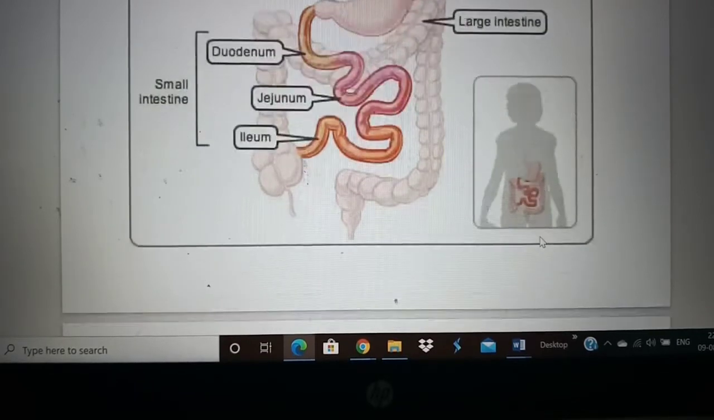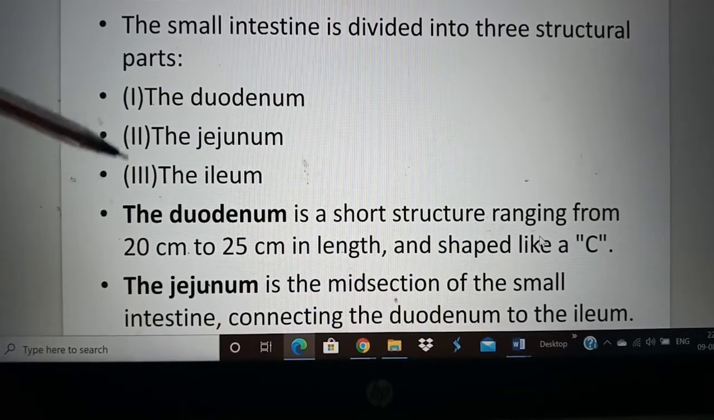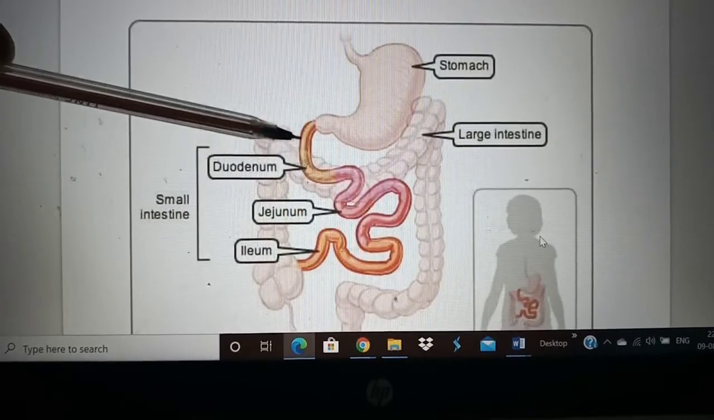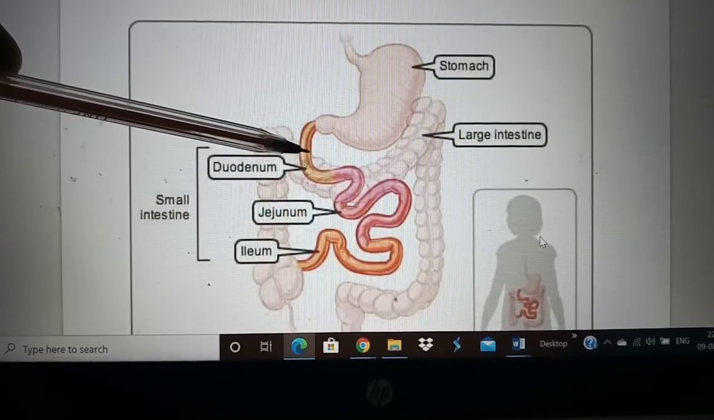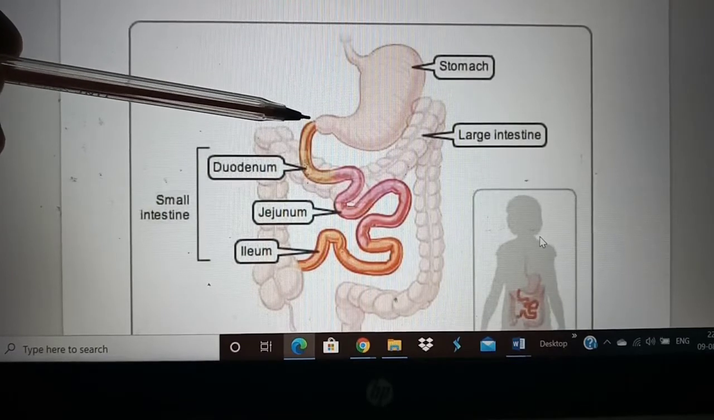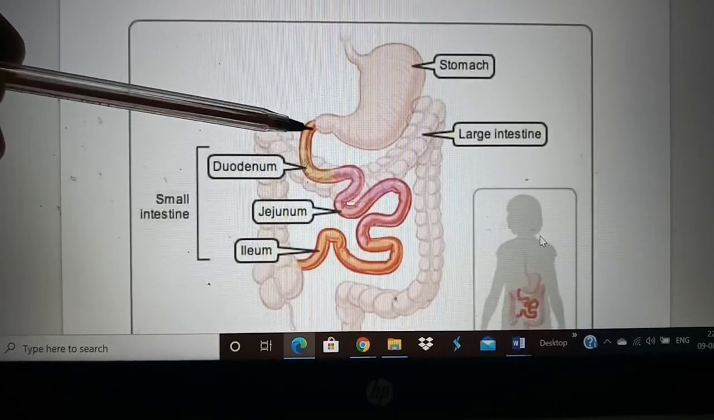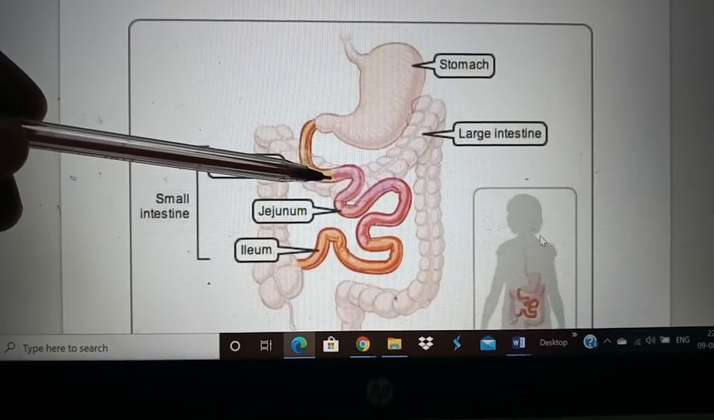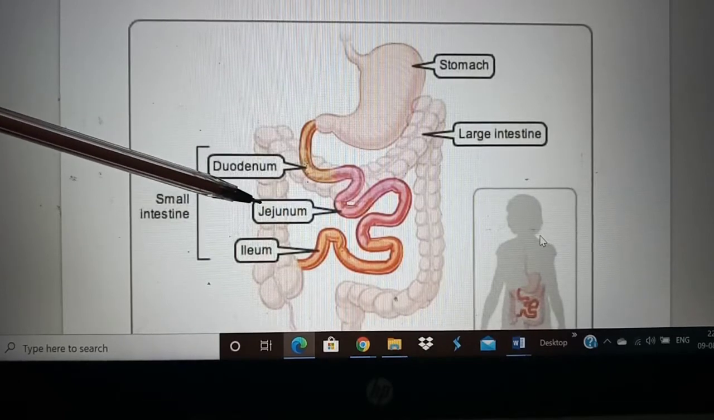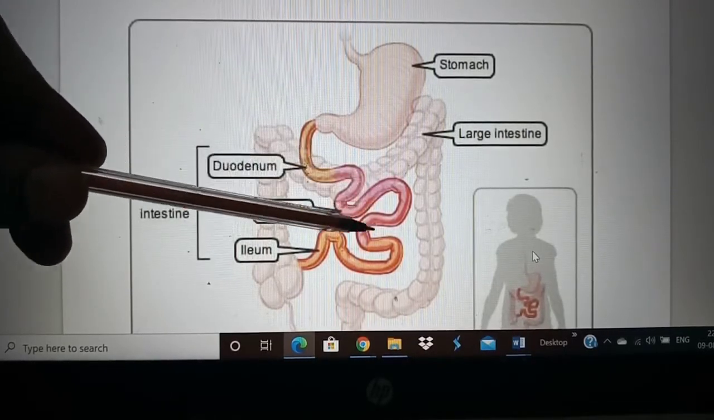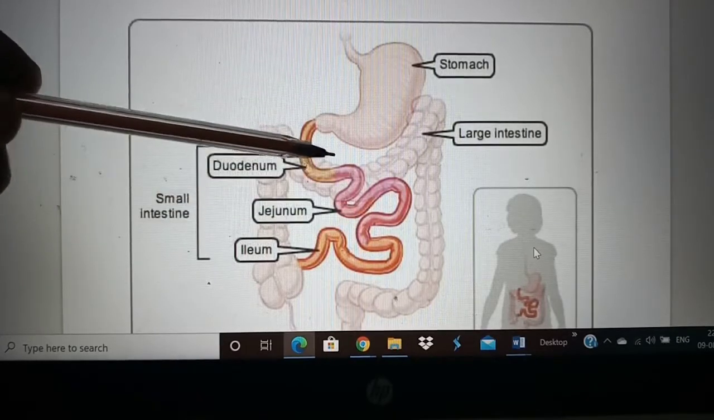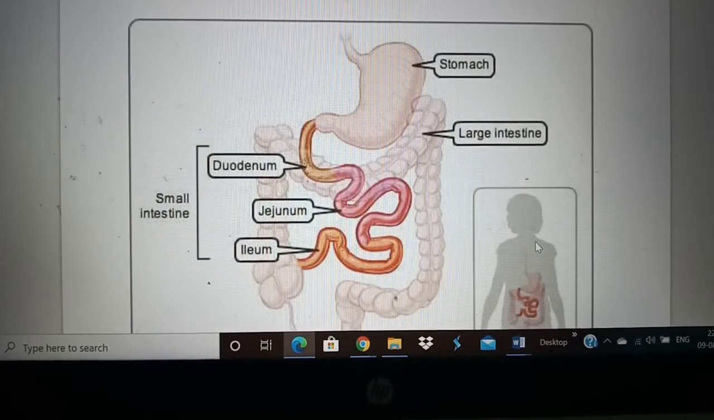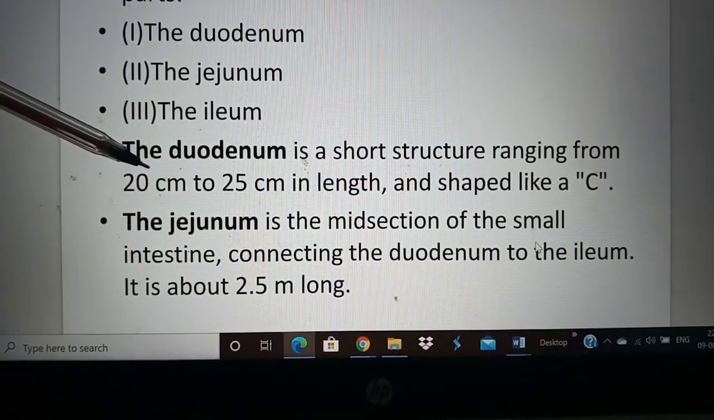The small intestine is divided into 3 regions. The duodenum is the shortest region and is retroperitoneal, that means it is placed behind. It starts at the pyloric sphincter of the stomach and ends about 25 centimeter later where it joins with the jejunum. The duodenum is 20 to 25 centimeter in length and it is shaped like a C. The jejunum is about 1 meter long. It connects the duodenum to the ileum.